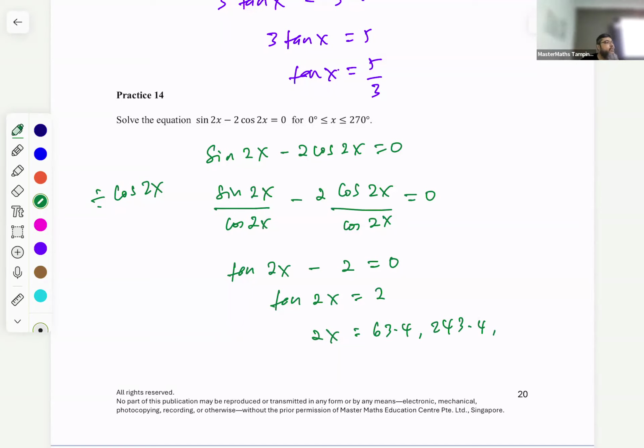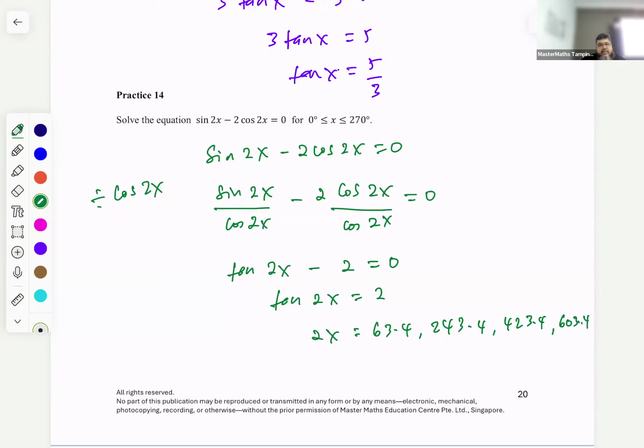Now, as I said, it's 2x. You still need to go another one more round. So this one, 63.4, you need to plus another how much? 360. Am I right or not? It's actually 423.4. And this one, 243.4, you plus another 360, you get 603.4.